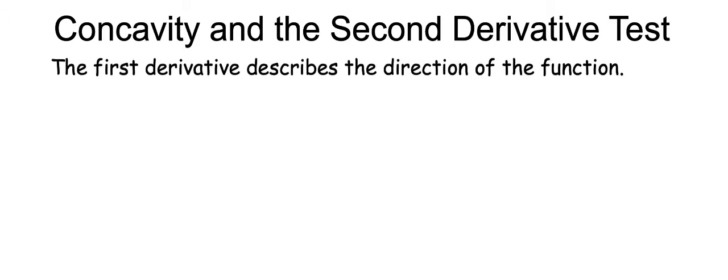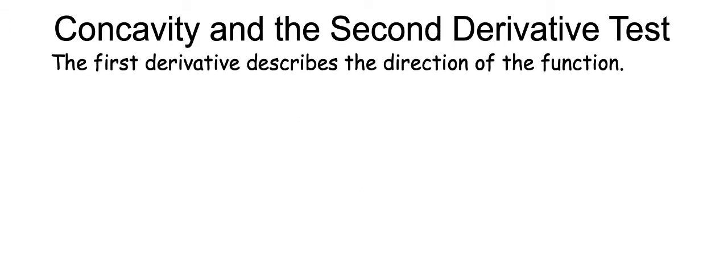In today's class, we're going to look at concavity, and after that, we're going to look at the second derivative test. But before I move on to our new topics of concavity and the second derivative test, let's talk a little bit about what we learned last class. Well, we learned that the first derivative describes the direction of opening of a function.